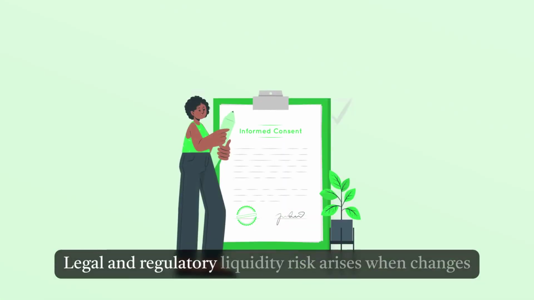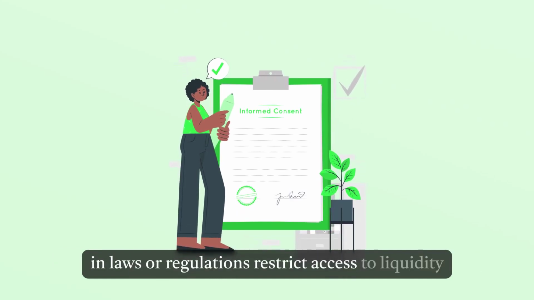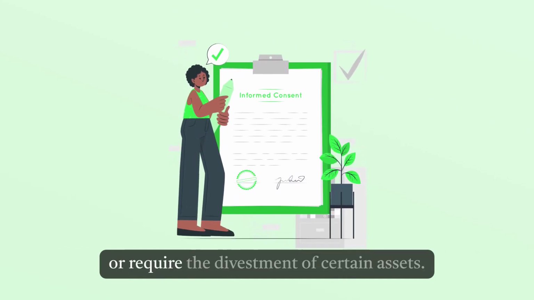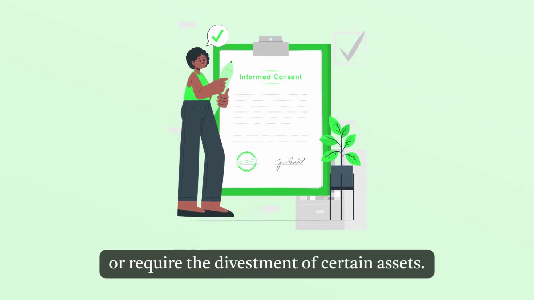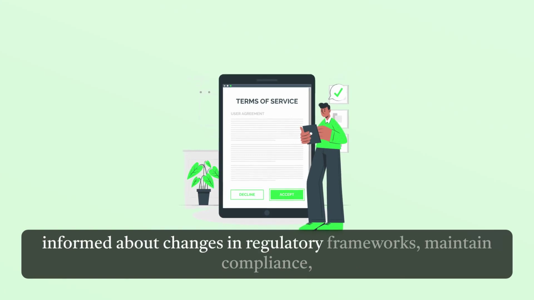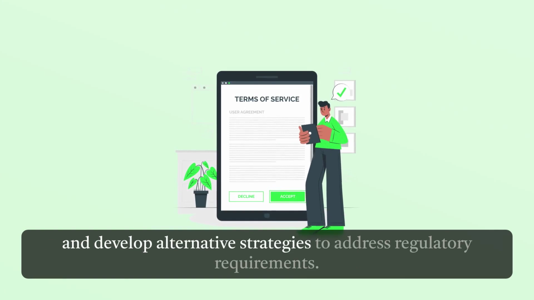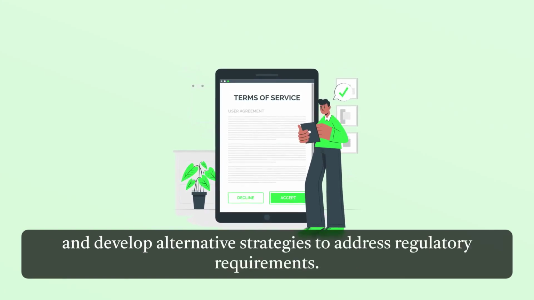6. Legal and regulatory liquidity risk. Legal and regulatory liquidity risk arises when changes in laws or regulations restrict access to liquidity or require the divestment of certain assets. To manage this risk, it's crucial to stay informed about changes in regulatory frameworks, maintain compliance, and develop alternative strategies to address regulatory requirements.